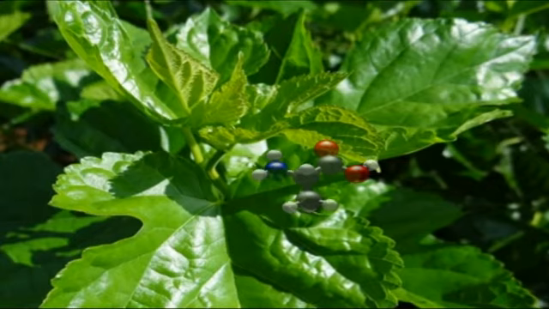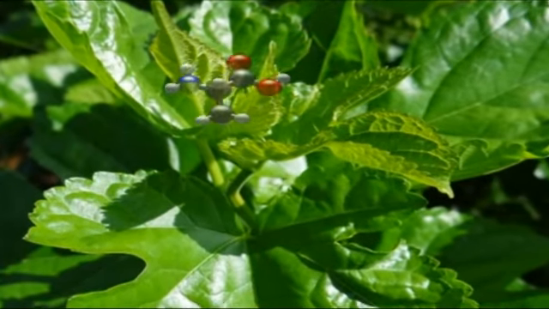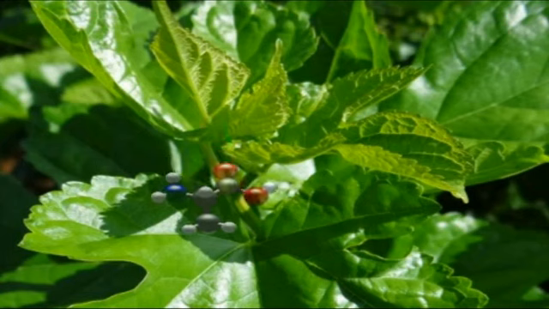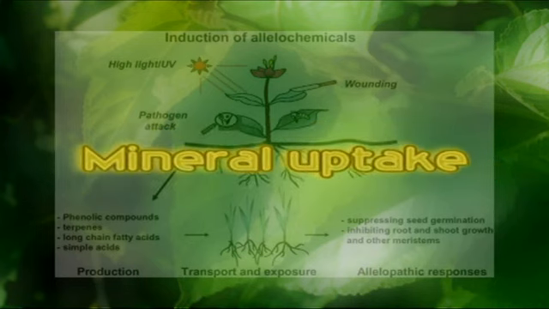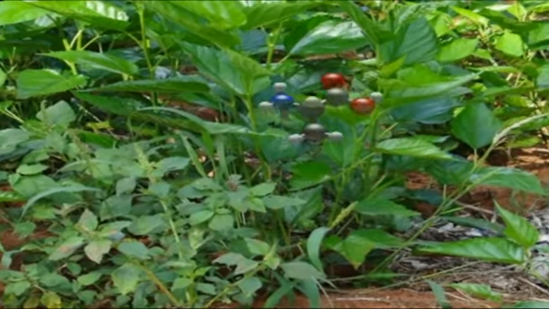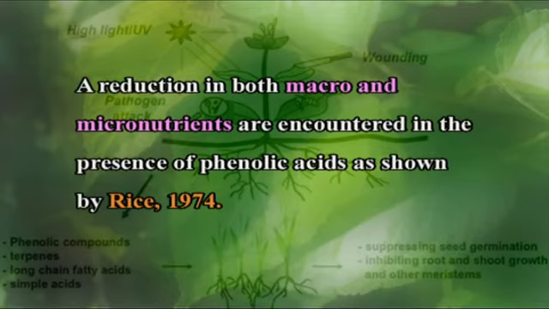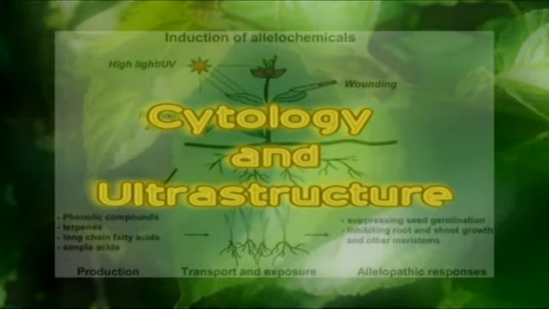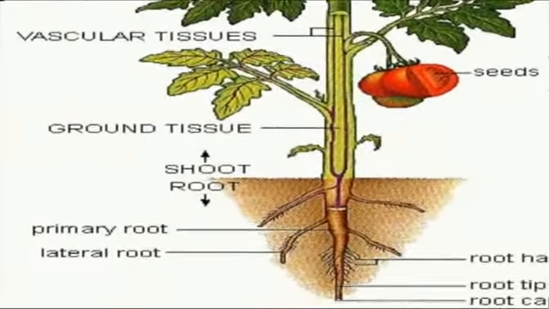The direct action involves biochemical or physiological effects of allelochemicals on various important processes of plant growth and metabolism. Processes influenced by allelochemicals involve mineral uptake, that is, allelochemicals can alter the rate at which ions are absorbed by plants. A reduction in both macro and micronutrients is encountered in the presence of phenolic acid, as shown by Rice 1974. Cytology and ultrastructure: a variety of allelochemicals have been shown to inhibit mitosis in plant roots.